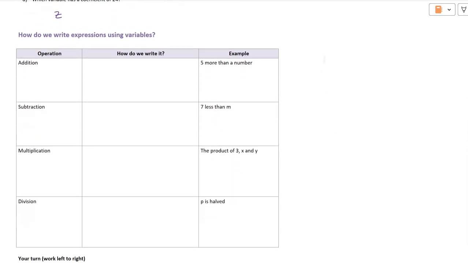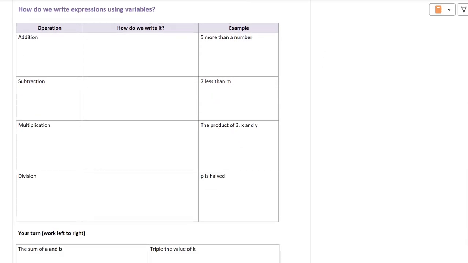Now our last little bit for today, we're going to be looking at how we write expressions using variables. Usually when it comes to algebra, we like to shortcut things and make things really short and sweet. If we're looking at addition, we'll be using the plus sign. The order doesn't really matter when it comes to addition, because something like 5 plus 3 is the same as 3 plus 5.